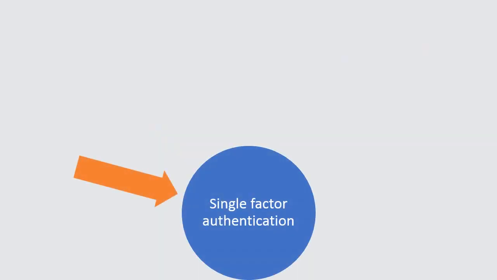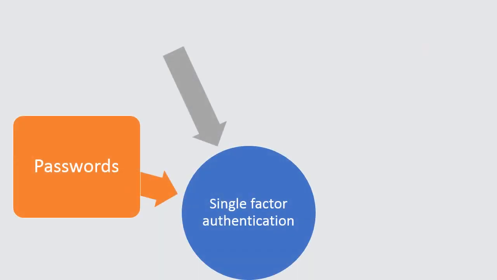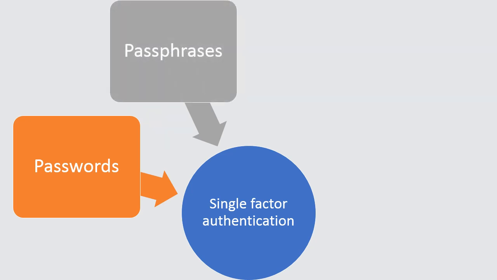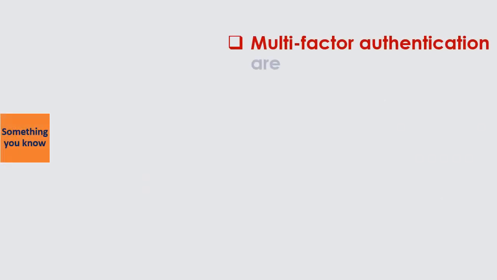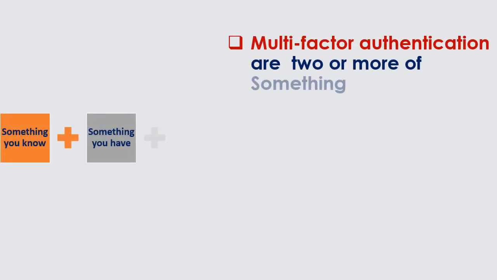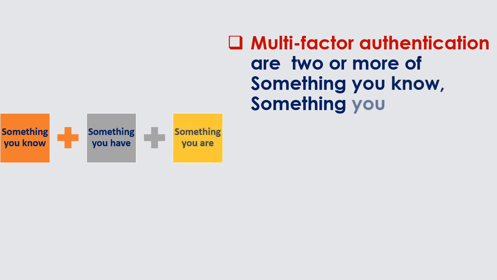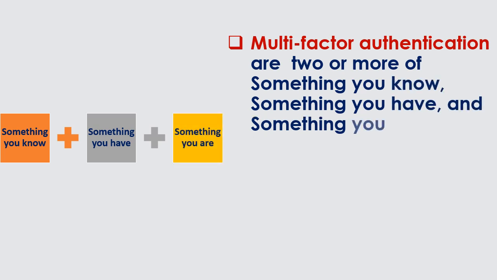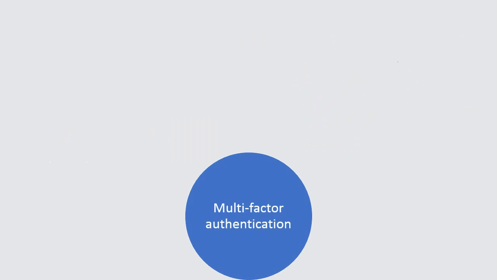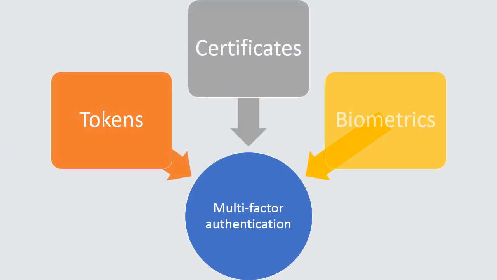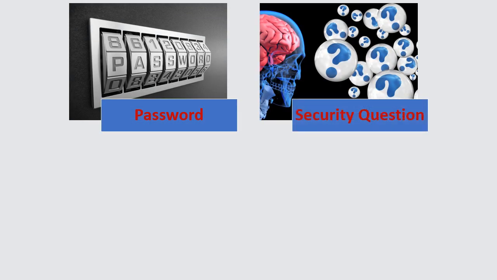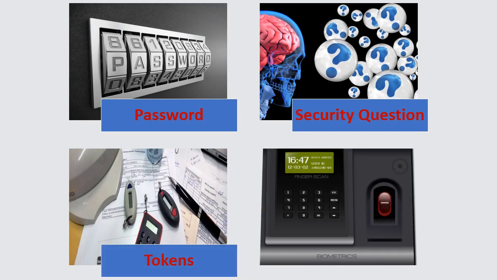Single-factor authentication examples are passwords, passphrases, one-time passwords, and personal identification numbers, PINs. Multi-factor authentication uses two or more of something you know, something you have, and something you are in combination. Multi-factor authentication examples are tokens, certificates, and biometrics. Password, security question, tokens, biometrics.